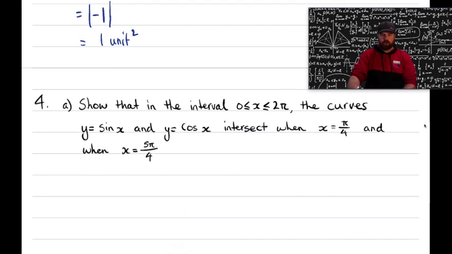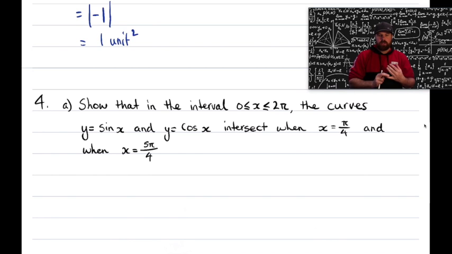We've been asked to show that in the interval, for example 4 here, between 0 and 2 pi, the curves of y equals sine x and y equals cos x intersect when x equals pi on 4 and when x equals 5 pi on 4. So we've been asked to show. So remember, with show questions, treat me or whoever's marking your work like they have no idea, like they completely got nothing when it comes to this question, yet they can read mathematical notation.